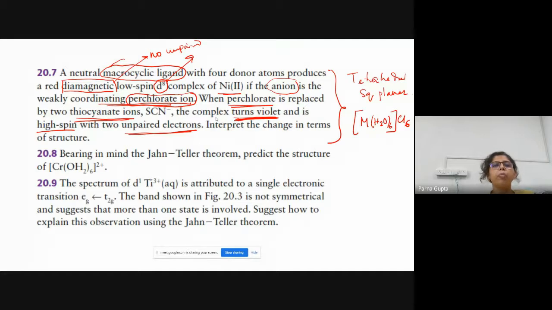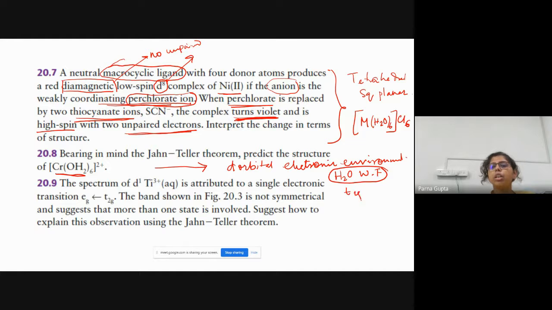Okay. Next, the Jahn-Teller theorem: predict the structure of Cr(H2O)6. So here what you have to do is take the d orbitals and the electronic environment, and with time you have learned that water is a weak field ligand. So what will be the number of electrons in t2g and eg, that you find out and then you predict. The last one is again the same.